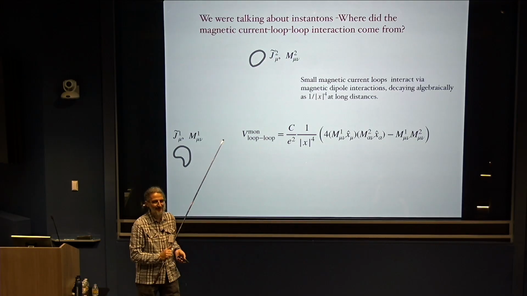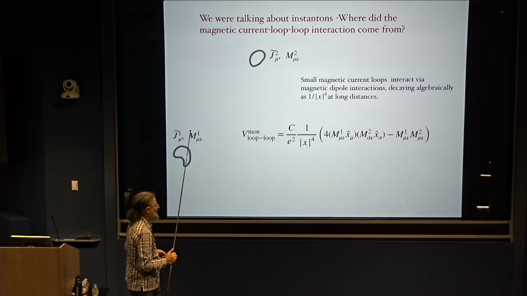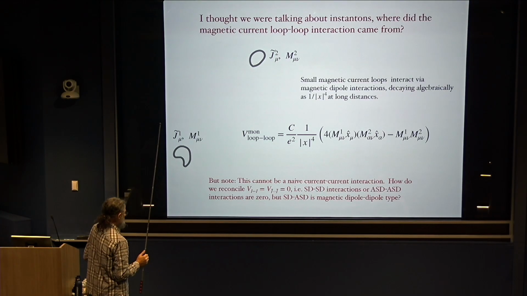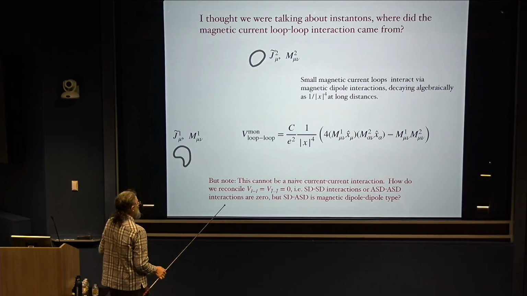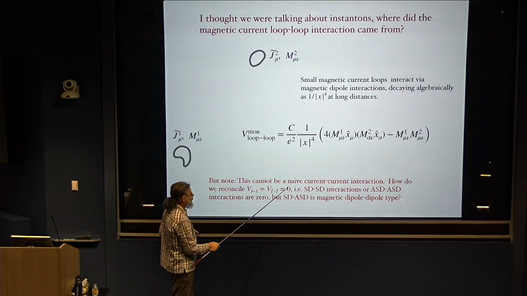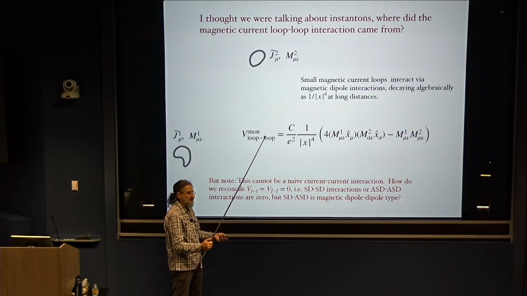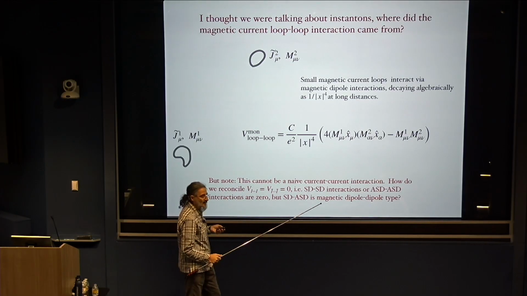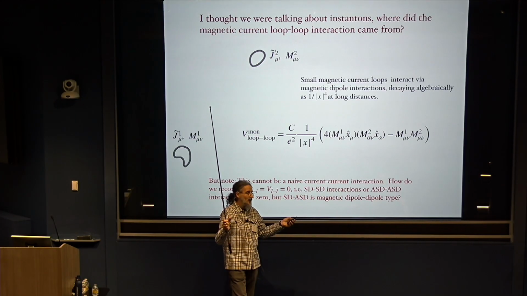To me, this is very surprising. This is very weird. Okay? But I must add one more thing. Yes, it is so, but we cannot be too naive about this standard current interaction. For example, if you take two instantons, the interaction must be zero.